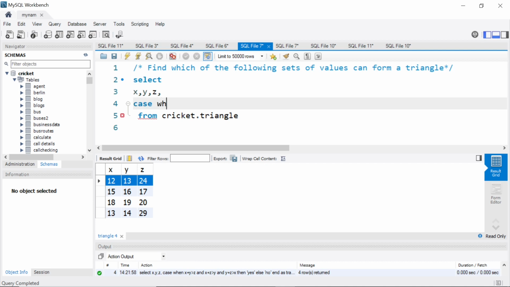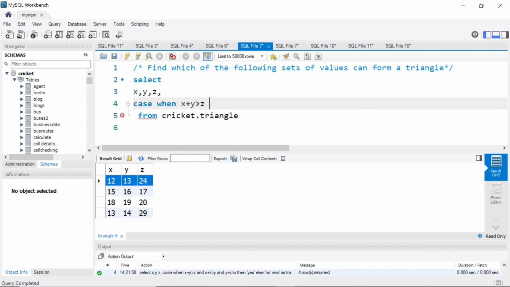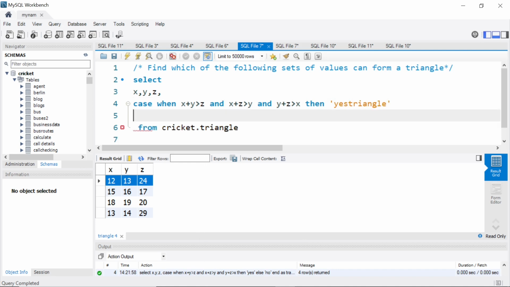So what has to obey here? We'll say case when the sum of two sides is greater than the third side. So x plus y should be greater than z, and x plus z should be greater than y, and y plus z should be greater than x, right? So the sum of any two sides should be greater than the third side. Then we will say yes, triangle. So basically it is a triangle. If not, if even one of them disobeys, we will say else no triangle.